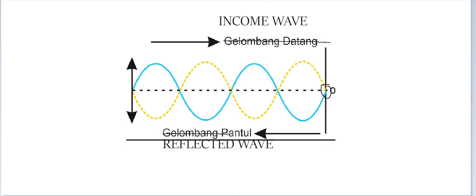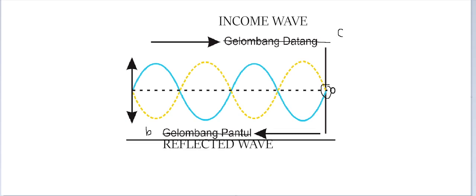This side, going forward, is called the reflected wave. And this one, going to the point itself, is called the upcoming wave. So we have two types of waves here. I'm going to label this wave C and this wave B.